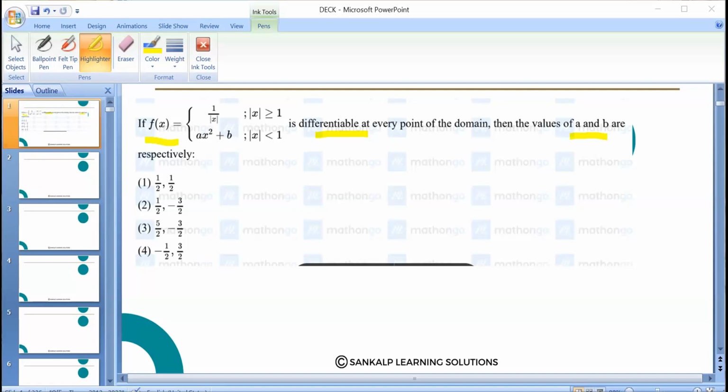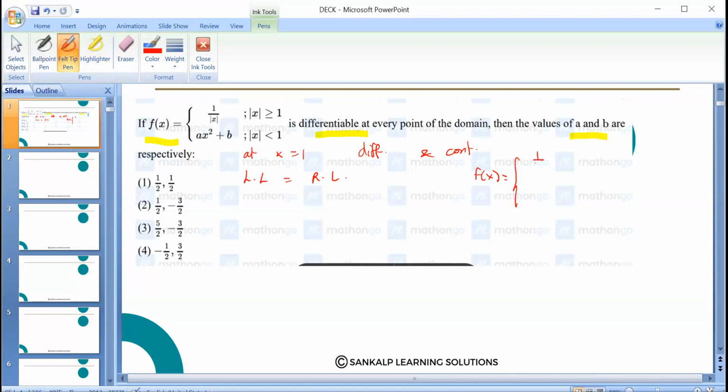So because the function is differentiable, at x equal to 1, it is differentiable and continuous. That means we can find the left limit and set it equal to right limit. But if you see the function, it's a piecewise function. It will be 1 by mod of x for mod of x greater than or equal to 1, and ax squared plus b for mod of x lesser than 1.